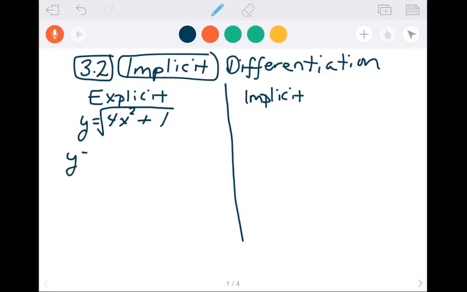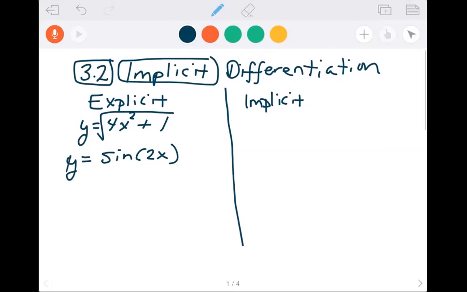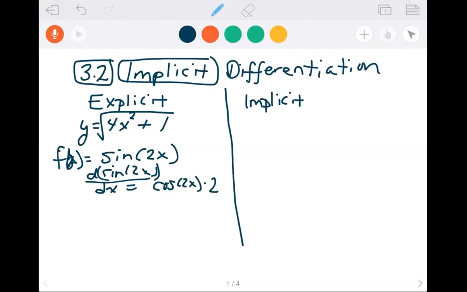Or maybe y is a function within a function, but it's still simply a function of x. And maybe it didn't even say y. Maybe it said, sorry, I'm trying to engage my eraser here. Maybe it said f of x equals sine of 2x. And when we take its derivative with respect to x, when we do the derivative of y with respect to x, we say that it's cosine, leave the guts intact, times the derivative of the guts, which is 2. All right.